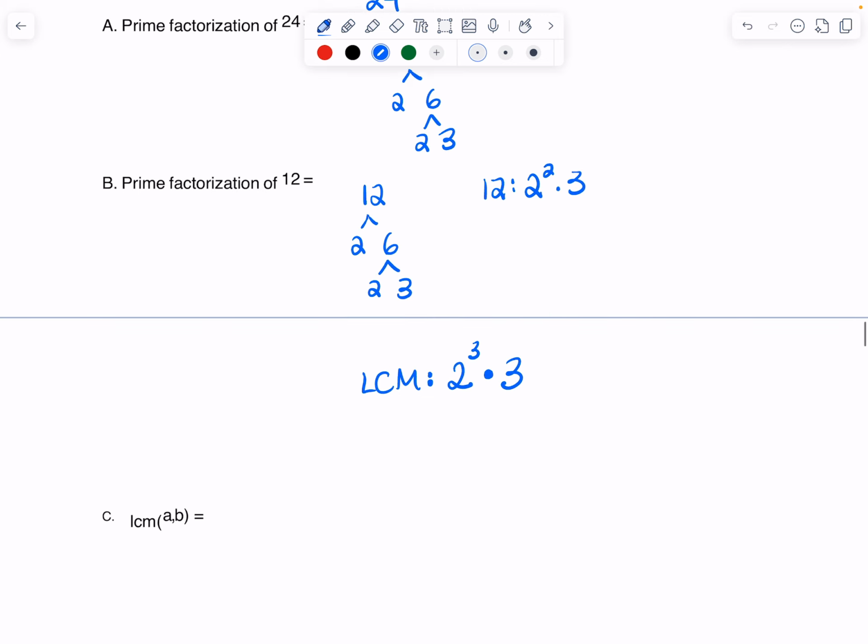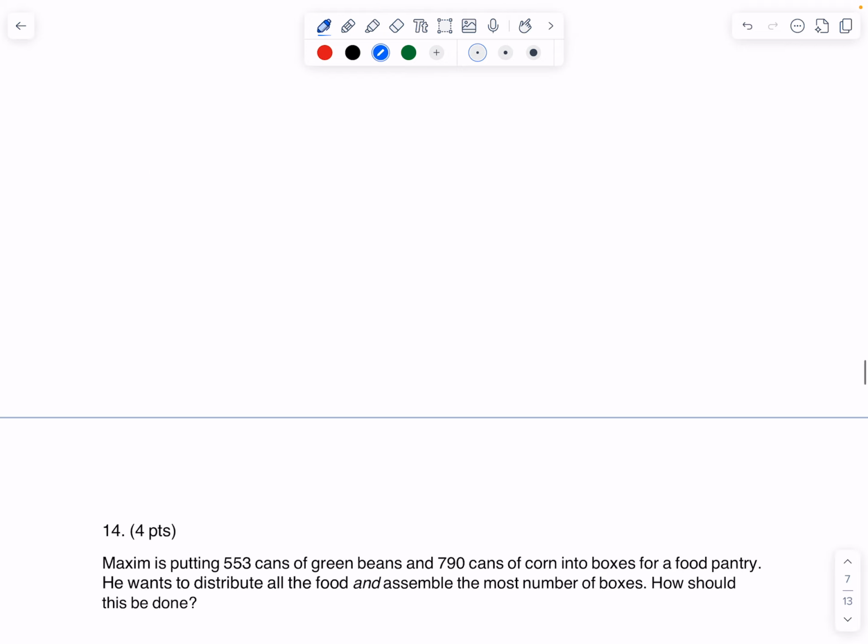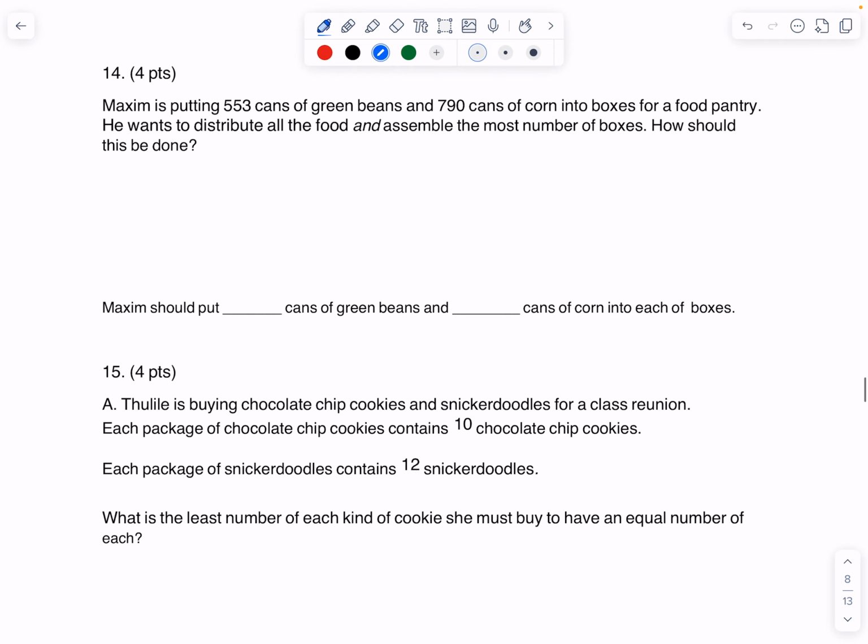So the LCM for this question is going to be 2 to the third times 3, which equals 2 times 2 times 2. That's 2 to the third times 3. 2 to the third is 8. 8 times 3 equals 24. So 24 is going to be the least common multiple of both 12 and 24. Okay, so let's go ahead and move on to number 14.